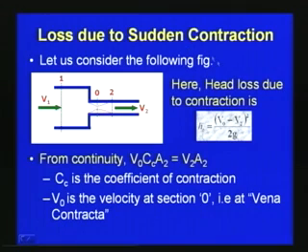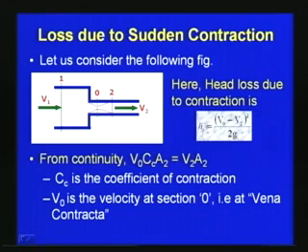For loss due to contraction we can write Hc is equal to V0 minus V2 all square by 2g, where V0 is the velocity at the vena contracta and V2 is the velocity at this junction. From the continuity equation we can write V0 into Cc, the coefficient of contraction, into A2 is equal to V2 A2, where V0 is the velocity at the vena contracta.